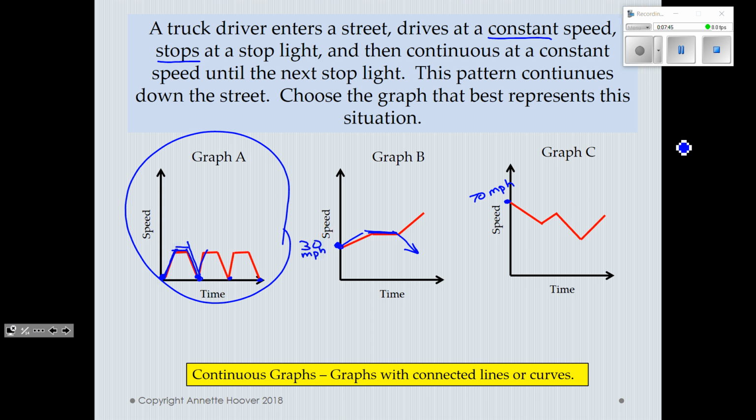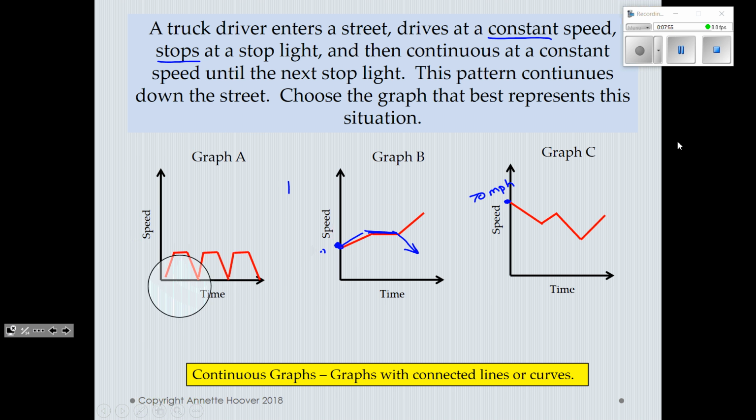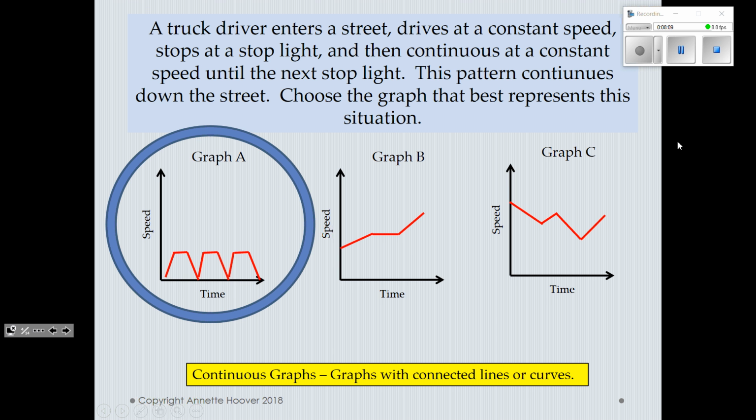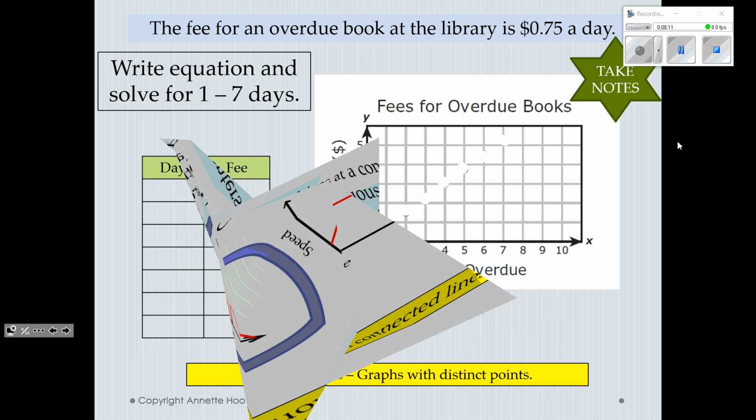So it's obvious here that graph A is going to show him accelerating, constant speed, coming to a stop, accelerating, constant speed, coming to a stop, accelerating, constant speed, coming to a stop. So graph A would be the best one for that. That is another example of a continuous graph, because again, speed does not automatically jump from 30 miles per hour to 31. It would actually be 30, 30.1, 30.2, and every decimal in between. So we do this with a continuous graph.